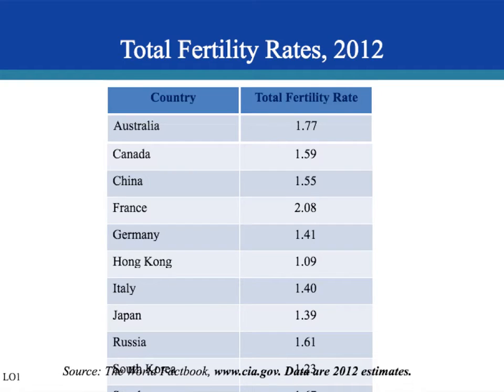Okay, so we can see none of these countries here quite have the replacement rate needed of 2.1. You can see Hong Kong is very low at 1.09, and of course their one child policy has something to do with that for sure. It had a huge influence. And we can see Australia at 1.77, Canada 1.59, Russia 1.61, France a little higher. Okay, it's almost replacing itself at 2.08.